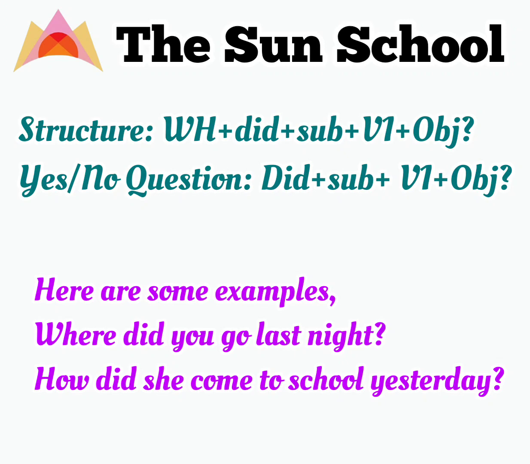WH question structure: WH word plus did plus subject plus verb 1 plus object. Yes/no question structure: Did plus subject plus verb 1 plus object.